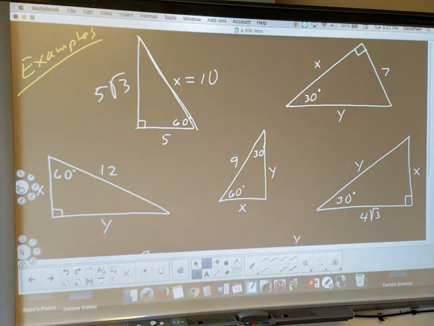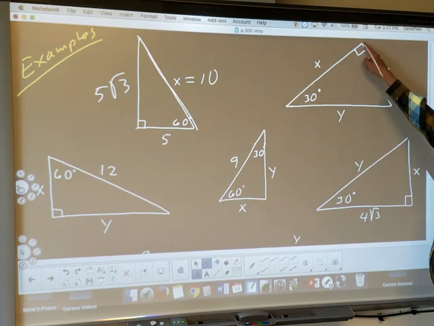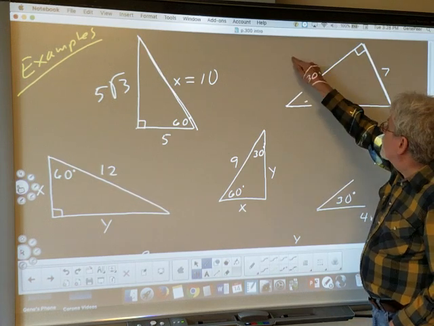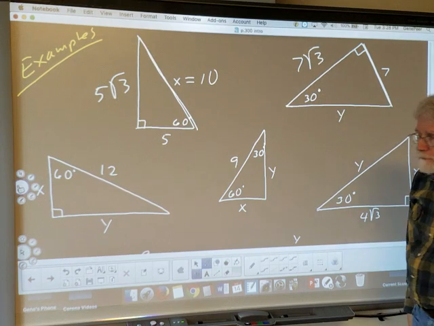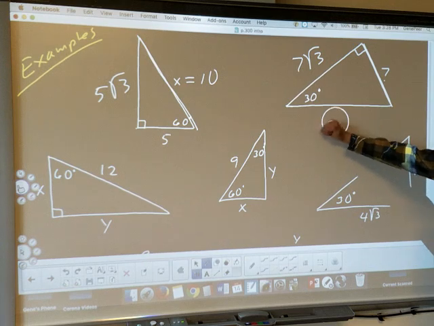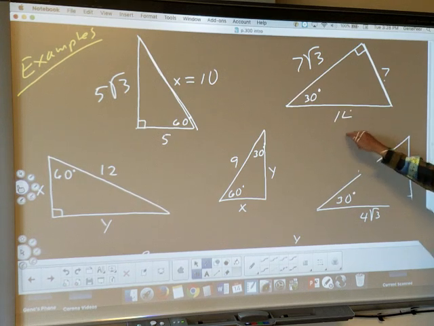Let's look at this guy. Well, if that's the 30-degree angle, this must be your short leg, even if my diagram doesn't look like it. But I think my diagram does look like it. Here's your short leg. From short leg to long leg, stick a square root of 3 next to it. X must be 7 square root of 3. Short leg to hypotenuse, double it. 7 doubled, 14. It's over.